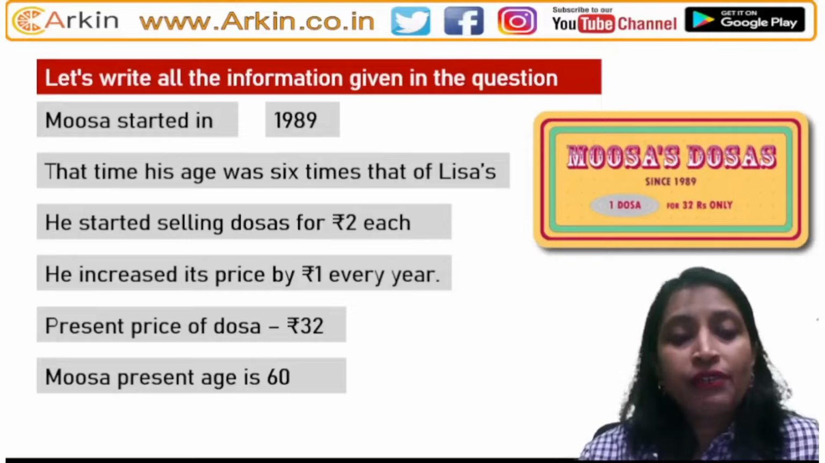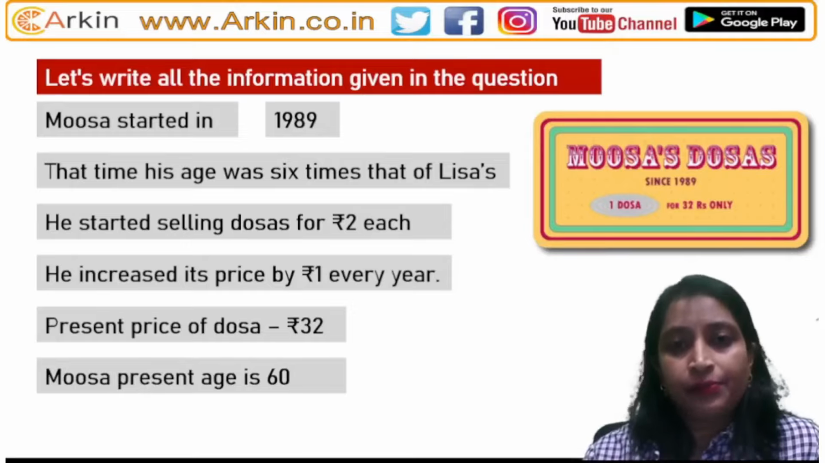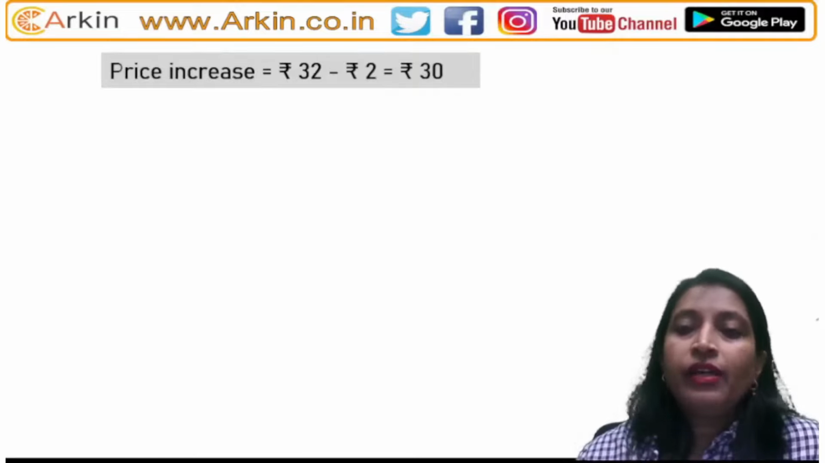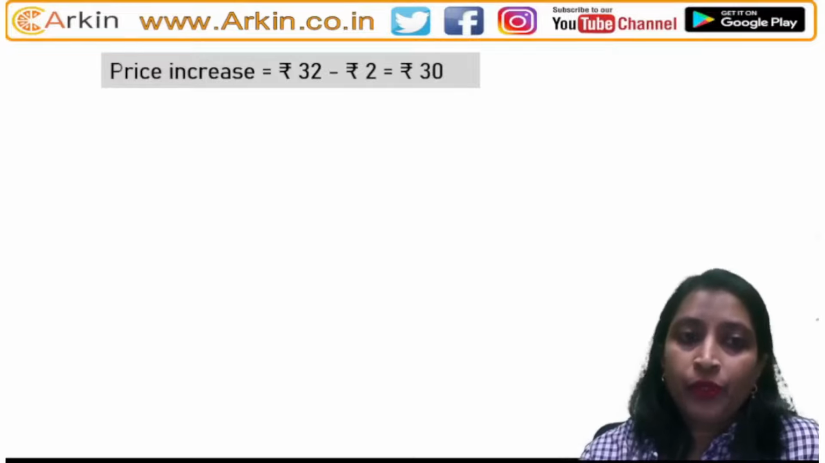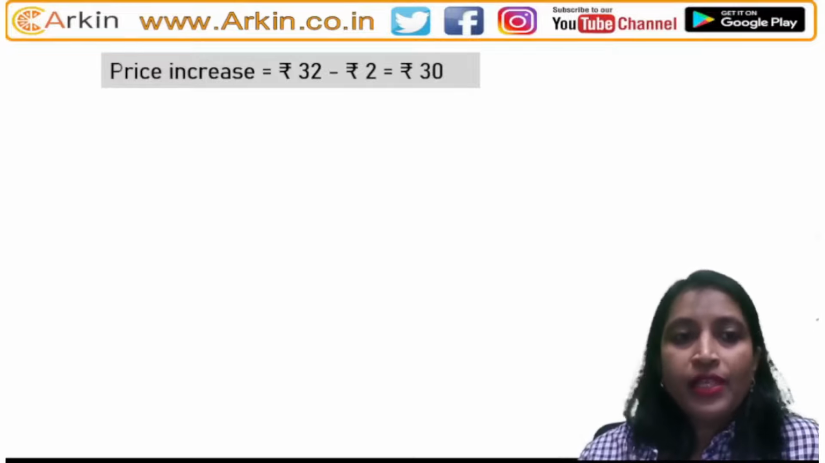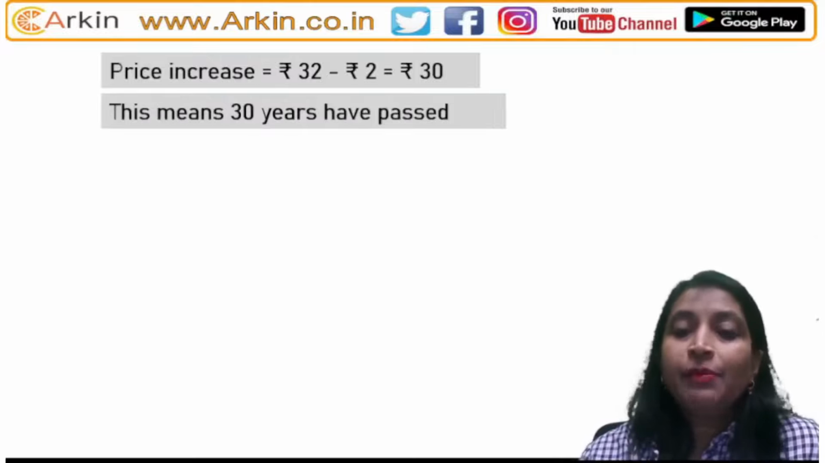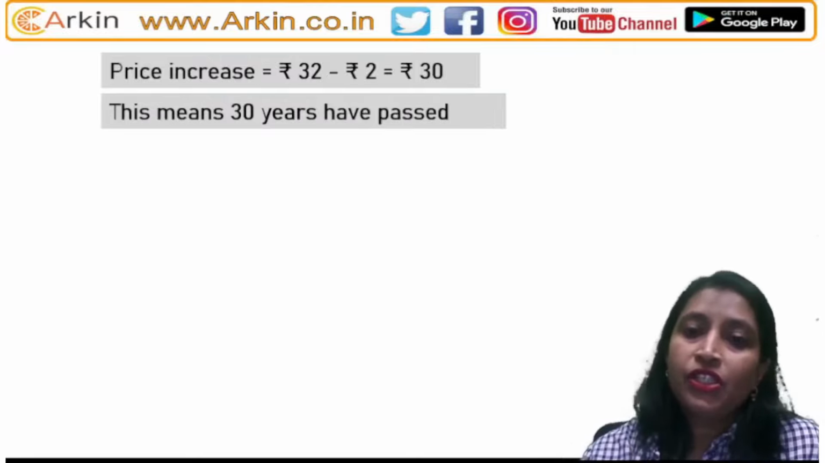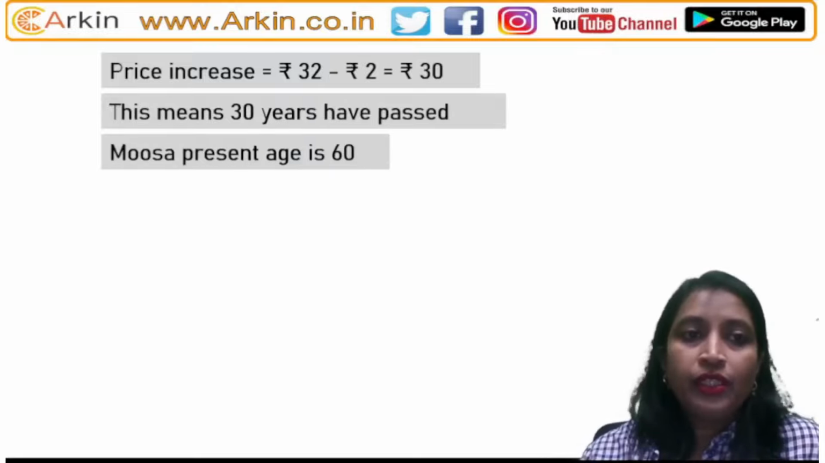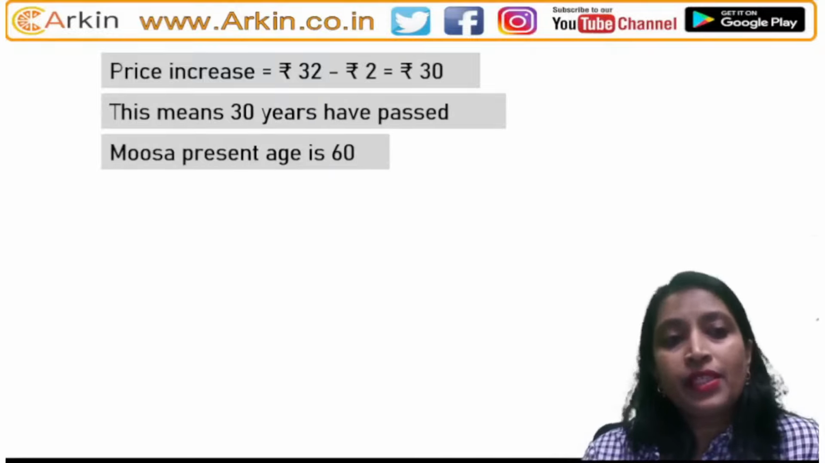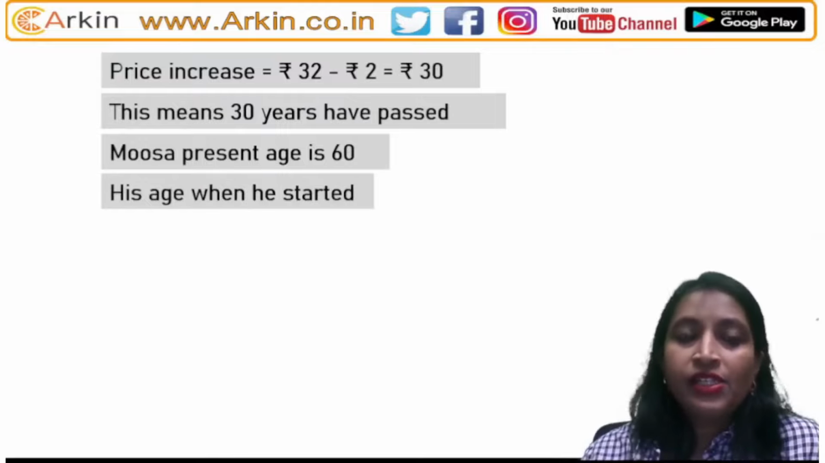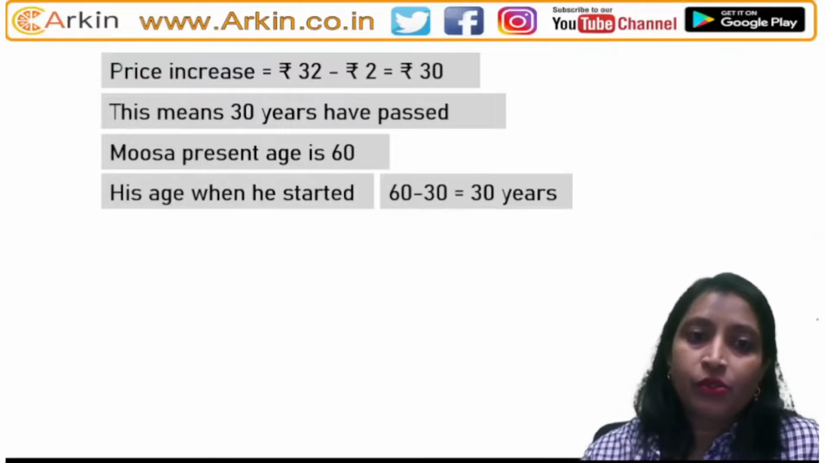Also one more thing is given, that Musa's present age is 60. They have also said that the price increases by rupees 1 every year, and the present price is 32. So the total increase is rupees 30. That means 30 years have passed, because each year they're increasing 1 rupee. So 30 years have passed and Musa's present age is 60. That means he started this joint when he was 30 years old, 60 minus 30, that is 30 years.